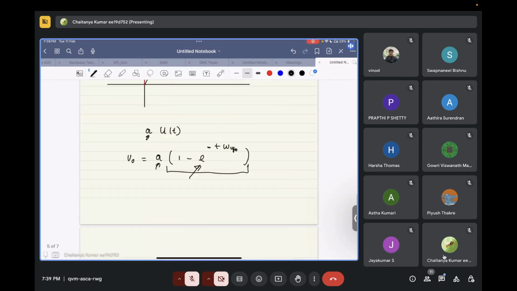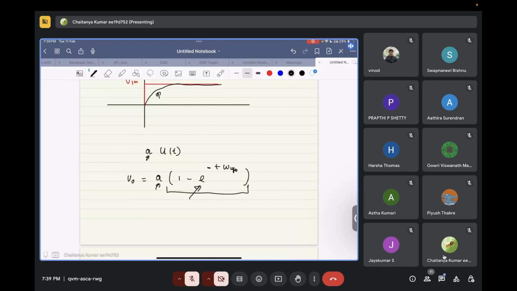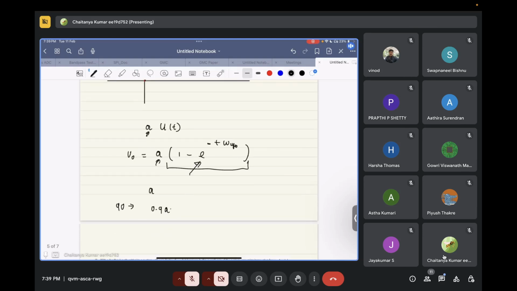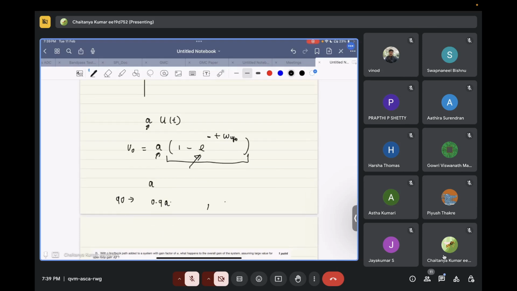What we are interested in finding is the time taken for the output to go from 10% to 90%. 100% of the output is at t equal to infinity, where the output has to reach A. Now 90% of it means it should reach 0.9 times A, and the first 10% is 0.1 times A. So we are to find the time taken by the output to reach from 0.1 times A to 0.9 times A. You will use this equation for that.